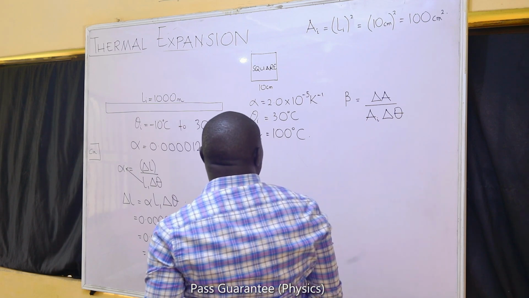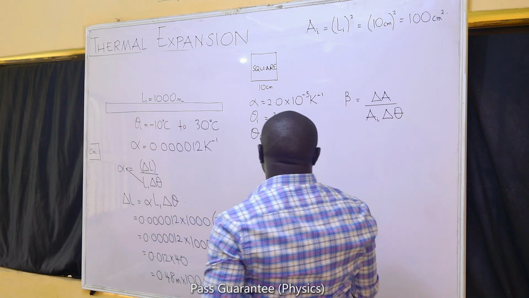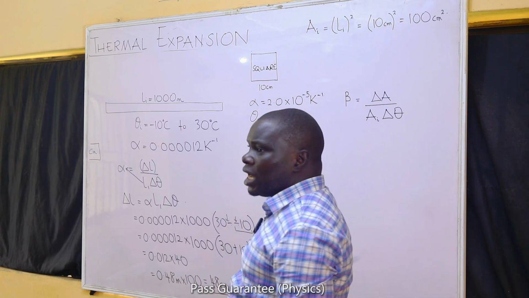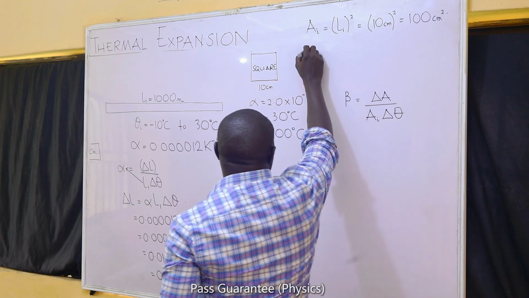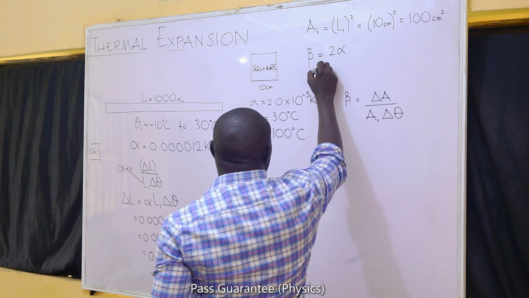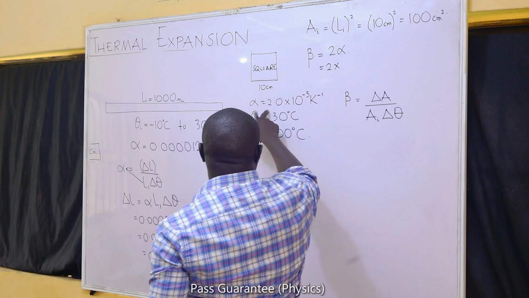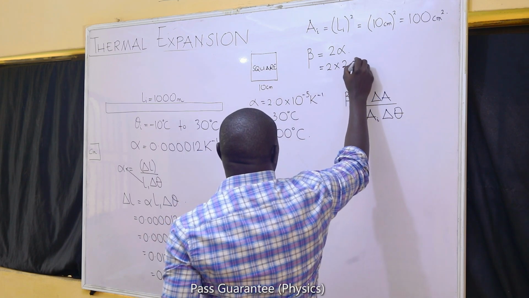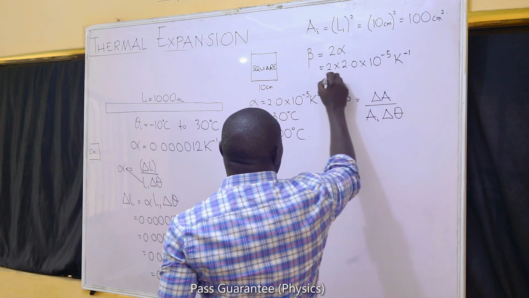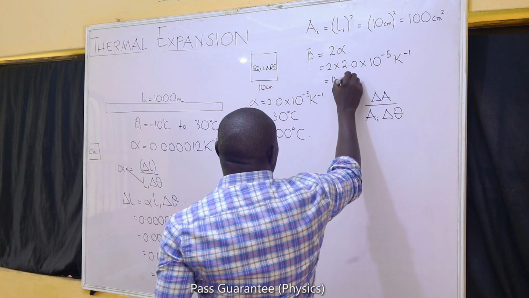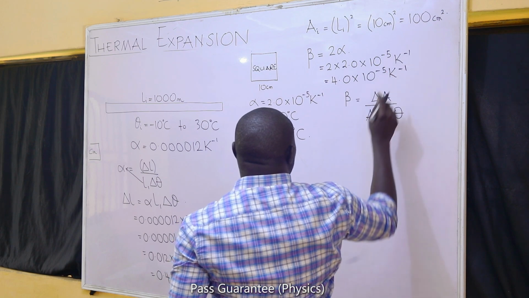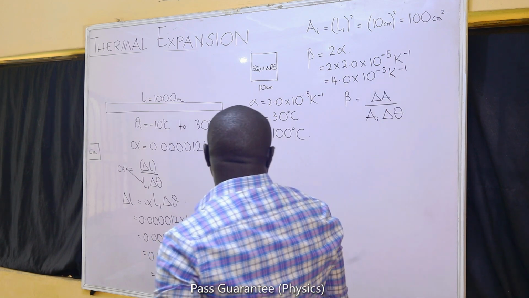Now, one other thing that we can find is this: we are not given the coefficient of areal expansion, but we are given the coefficient of linear expansion. I told you earlier that we can actually solve one from the other. The coefficient of areal expansion is always 2 times the coefficient of linear expansion. That should be 2 multiplied by 2.0 times 10 raised to power minus 5. If we do that per Kelvin, we should get 4.0 times 10 raised to power minus 5 per Kelvin. And if that is the case, we can now substitute into our expression.